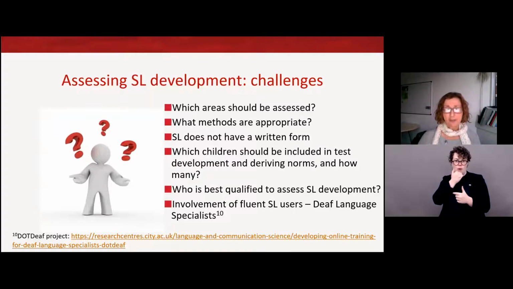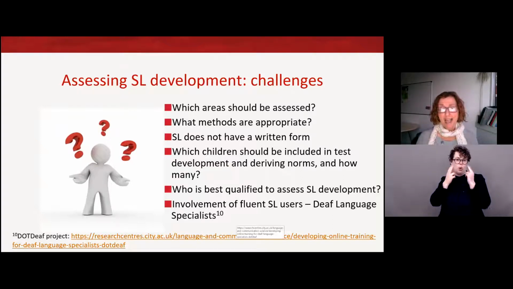And then the question of who is best qualified to carry out these assessments. And I think increasingly we are seeing that you need to have lots and lots of skills.